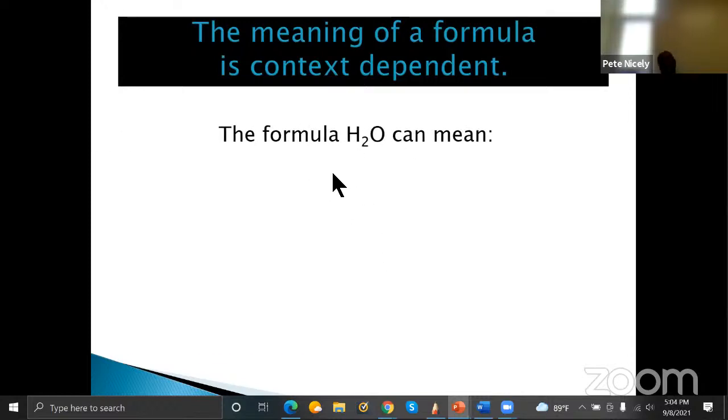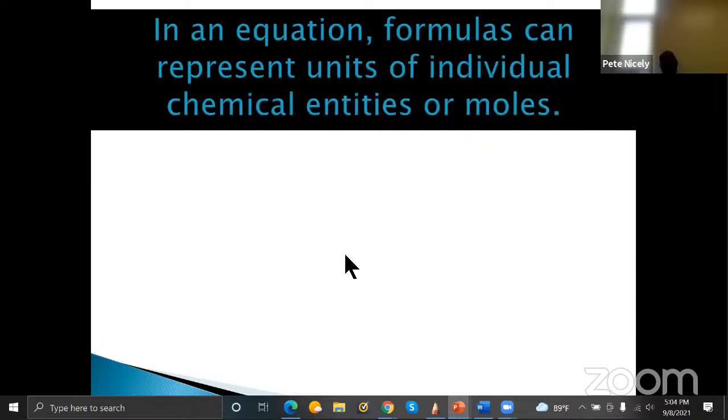So for example, if you have this formula of water, H2O, of course, that tells you about the composition: 2 hydrogen atoms and 1 oxygen atom per molecule. Or it can just represent a molecule of water, right? But in an equation, formulas represent units of individual chemical entities or moles. So for example, if you look at this equation right here, the reaction between hydrogen and chlorine to form hydrogen chloride, there are a couple of ways that we can interpret this.